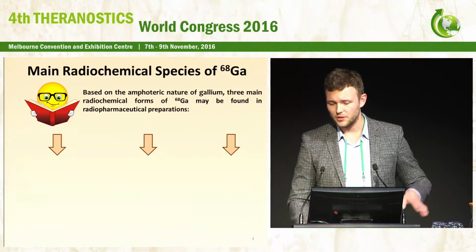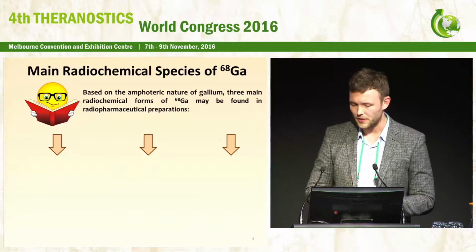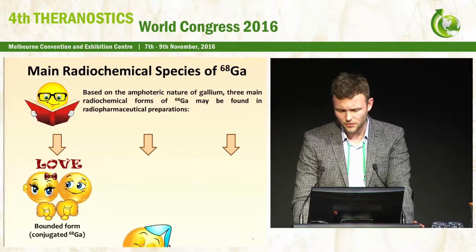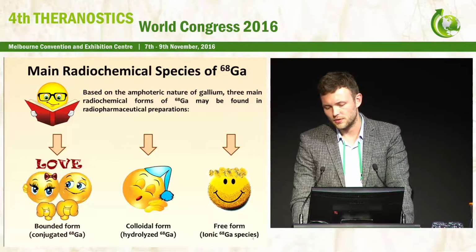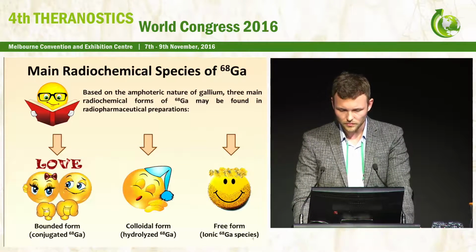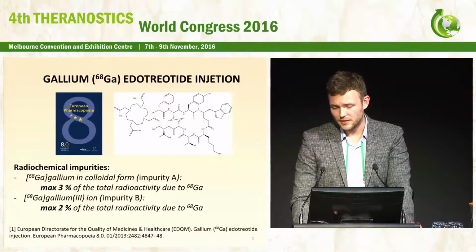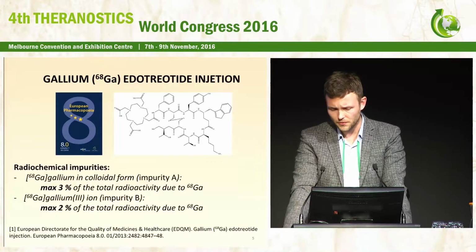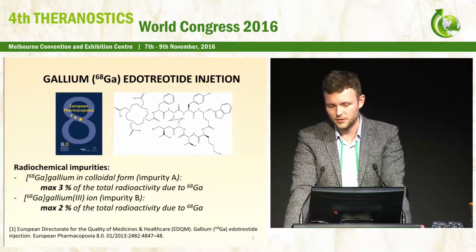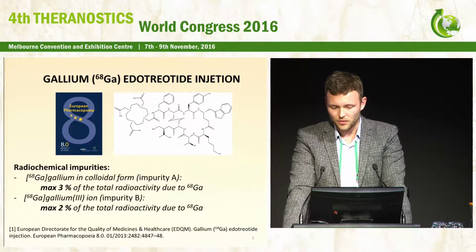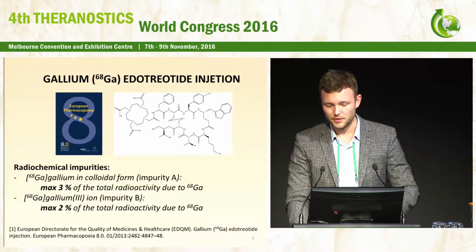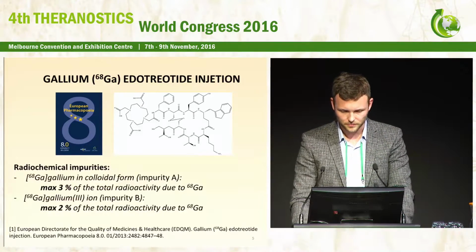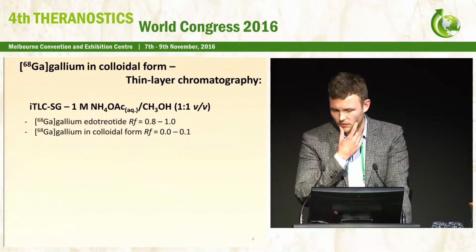Based on the amphoteric nature of gallium, three main radiochemical forms may be found in a radiopharmaceutical preparation: a bound form, a colloidal form, and a free form of gallium. Lastly, in the 8th edition of the European Pharmacopoeia, we have the monograph for gallium edotreotide, or gallium DOTA-TOC, where all these impurities are described, with limits and methods to measure them. So what about gallium in the colloidal form?